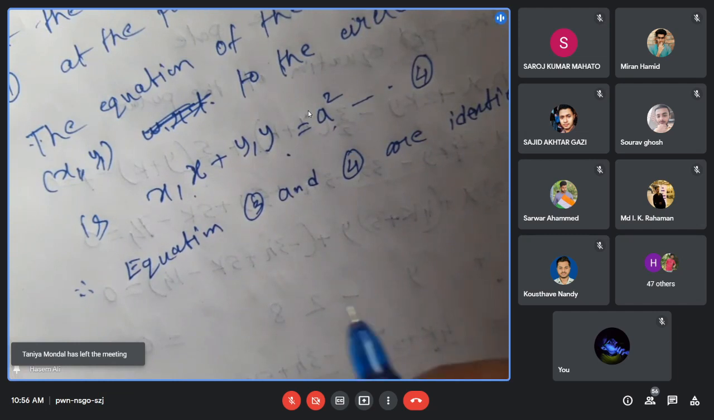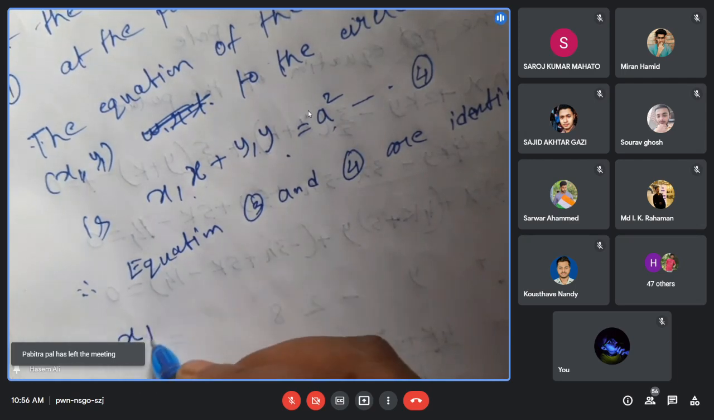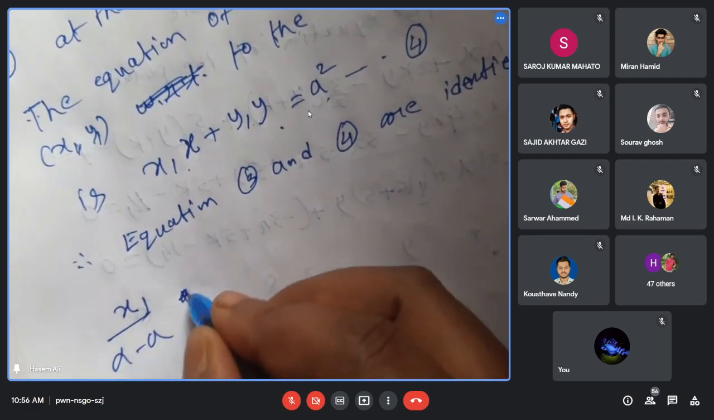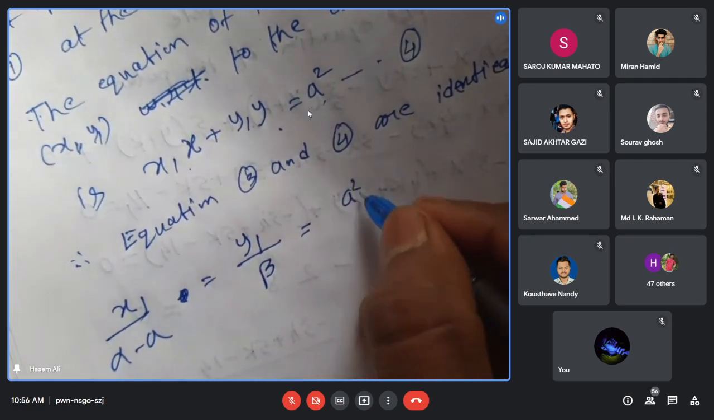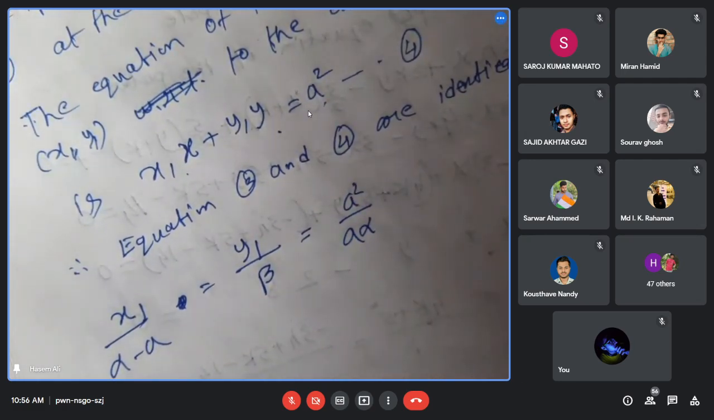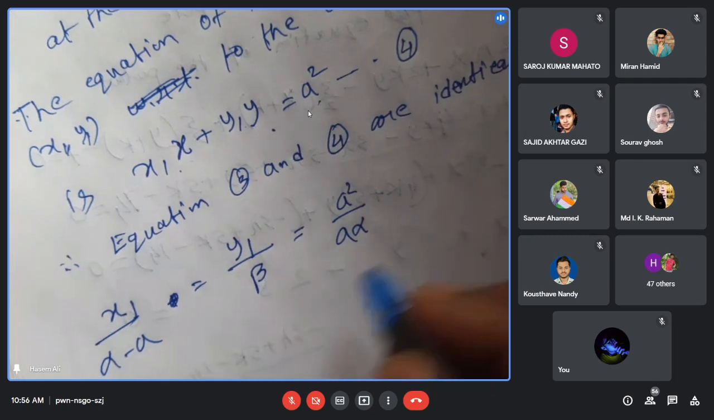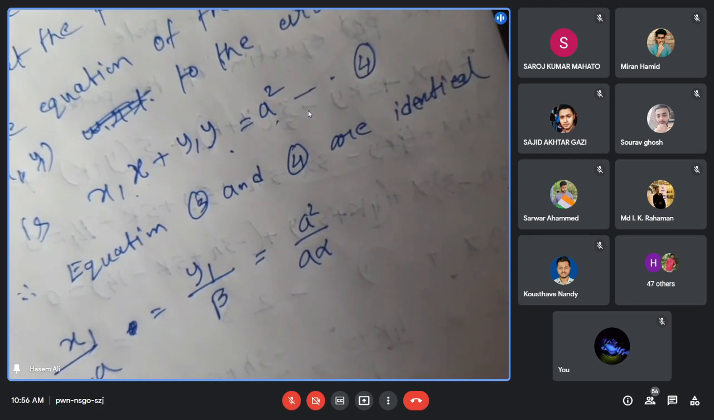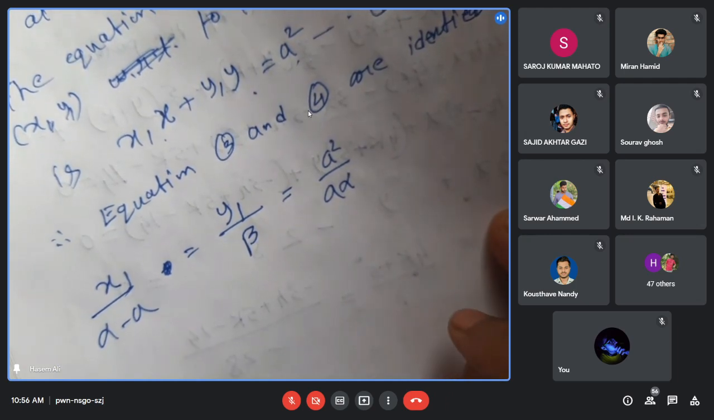By comparing, we have equation 3 and 4. x1 by alpha minus a equals y1 by beta equals a square by a alpha. That means you have to find x1 and y1.